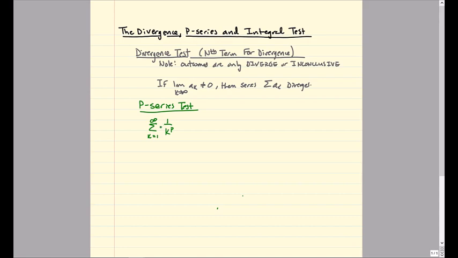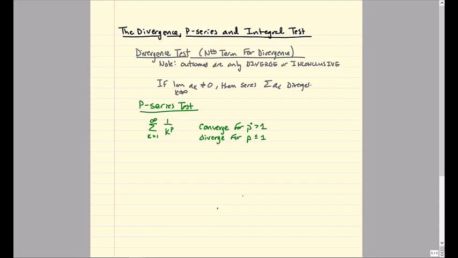So the rules here for the p-series test is it will converge under certain conditions. It will converge for p greater than 1, and of course it would diverge otherwise. So it will diverge for p less than or equal to 1.